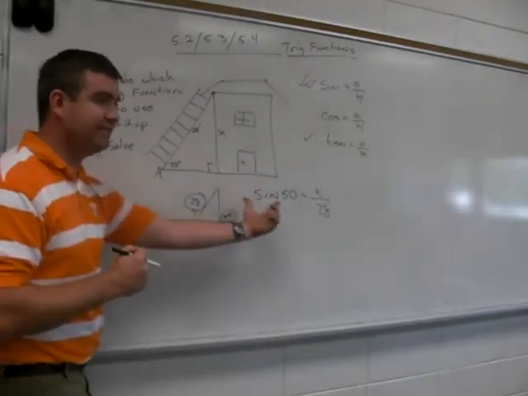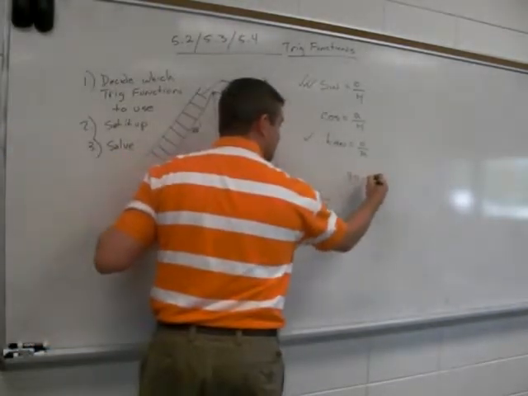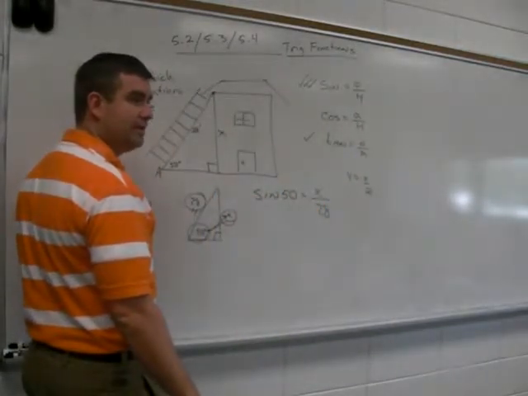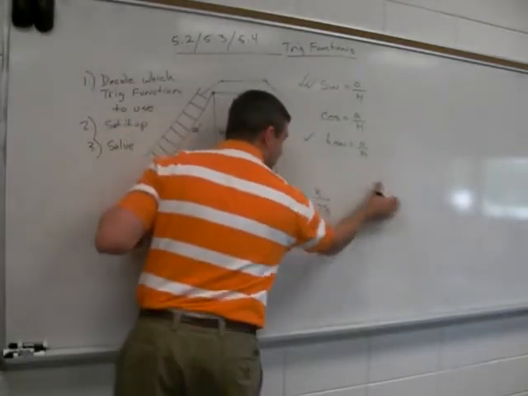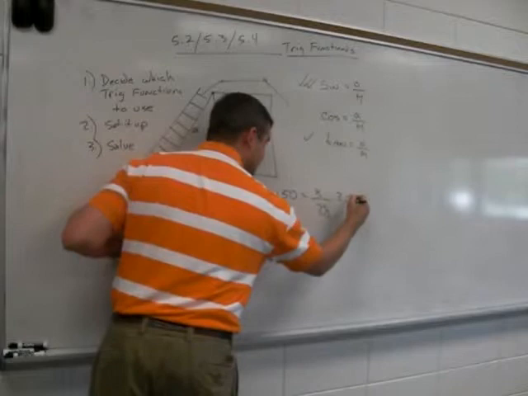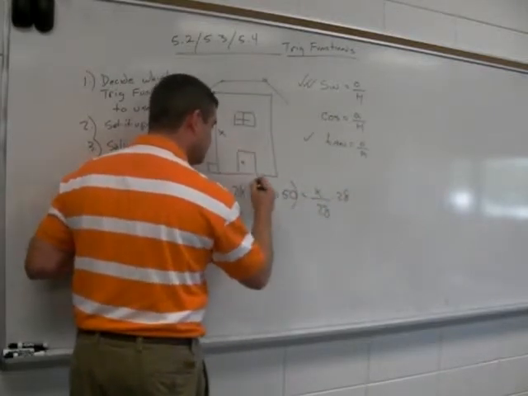How are we going to solve this? What if the problem looked like this? What would you do? How would you get x by itself? You'd multiply both sides by 2. So what are you going to do here in order to solve that problem? Multiply both sides by 28. You multiply this side by 28, and you can multiply that side by 28.